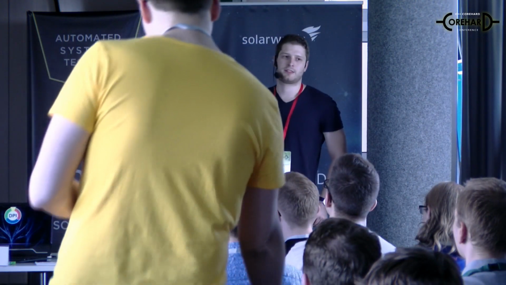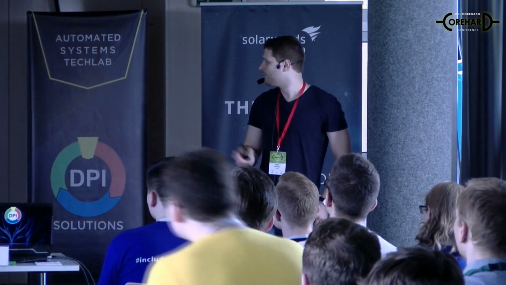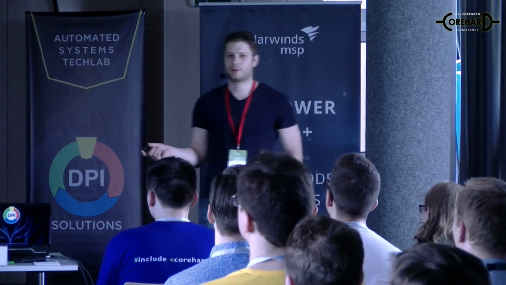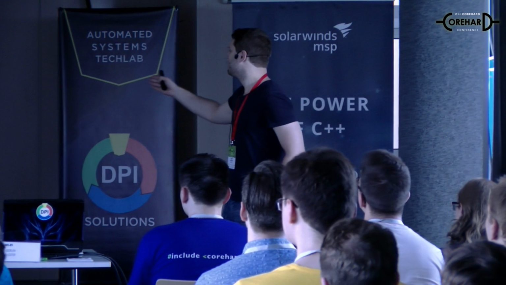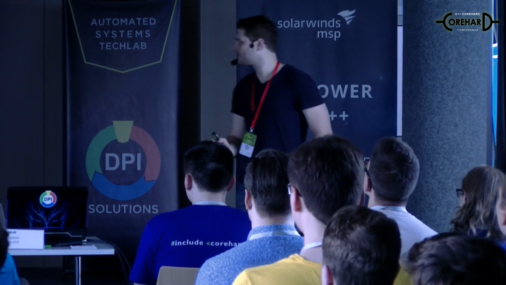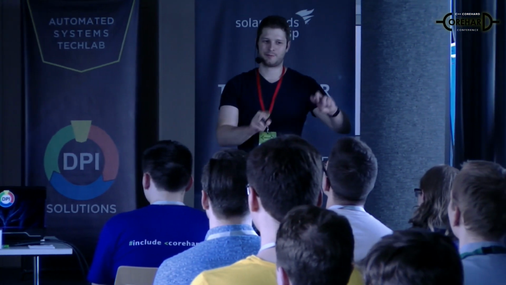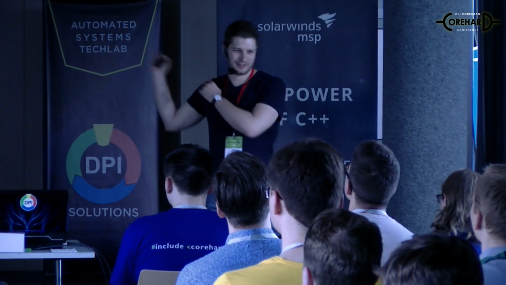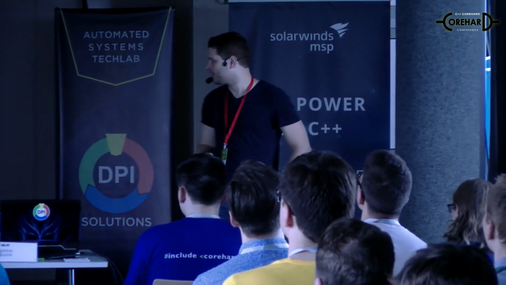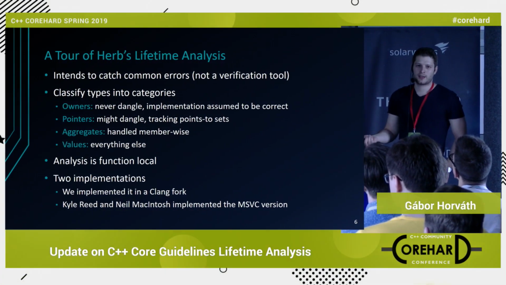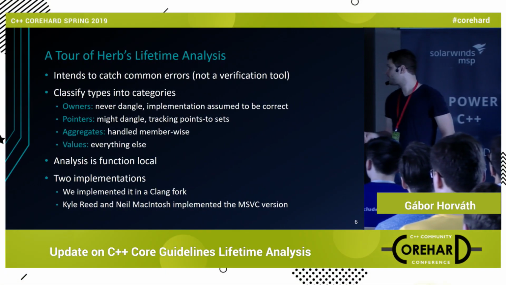certain errors. And the aggregates are the types that we can handle member-wise, and values are everything else. The name of the category might be misleading because there might be types that belong to the value category that are actually not value types. So the C++ term value type and the value type category in this analysis are two slightly different things. And the analysis is function local, and right now we have two implementations.